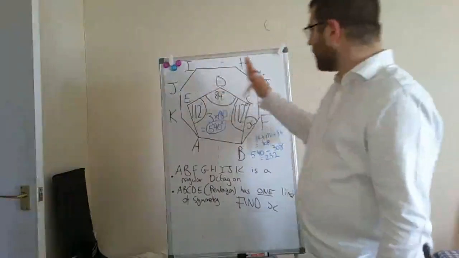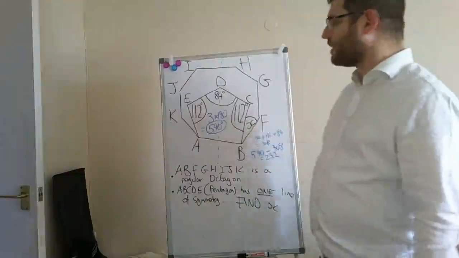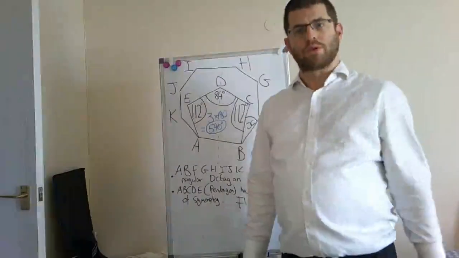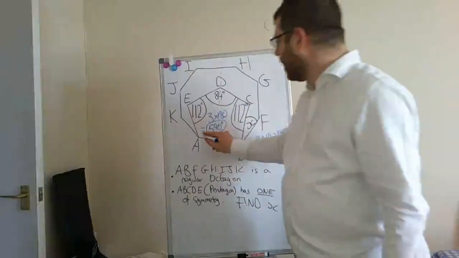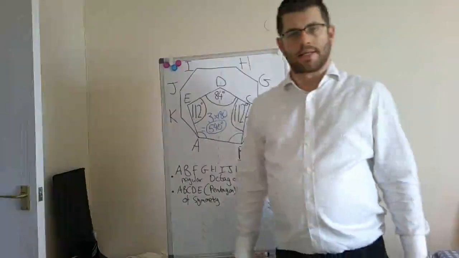So that 112 is the same as that. That 84 is split exactly in half. You've got 42 over there and 42 over there. But really, the most important thing to recognise, if that's the line of symmetry, then this angle here must be the same as that angle there.